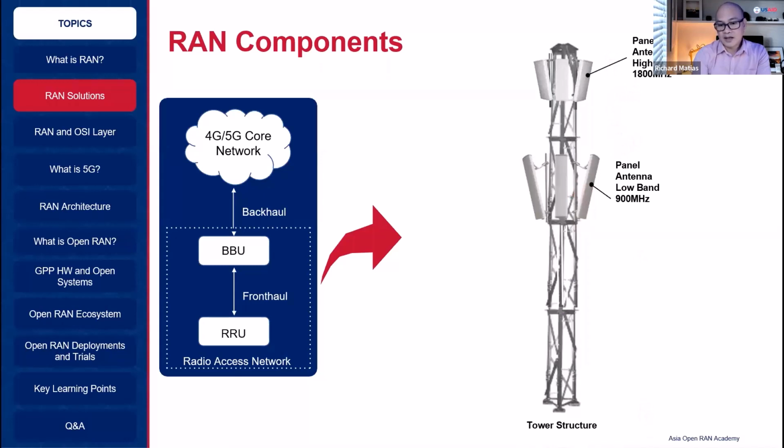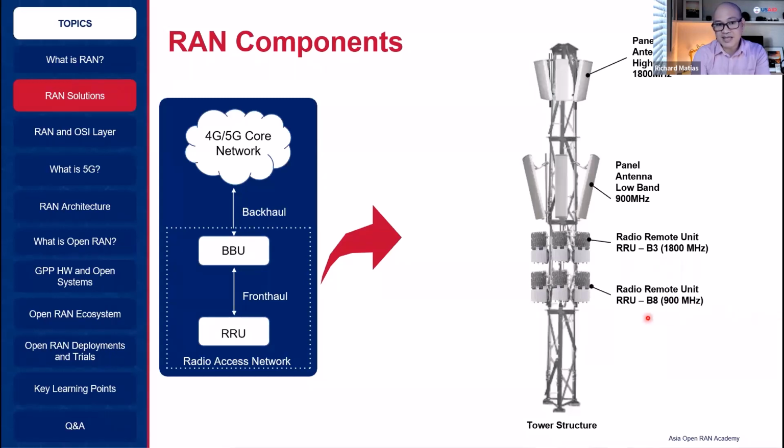Okay. And after that, you will have the remote radio unit, or the RRU. So this is the current approach in deploying our radio access network, the RRU. So the RRU is also frequency specific. So when we say frequency specific, there are certain frequencies that the RRU is operating on. Like for example, this B3 is operating at 1800 megahertz. And there is an RRU that is operating at B8, or band 8, which means operating at 900 megahertz.